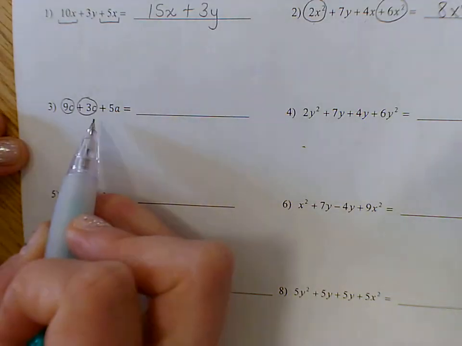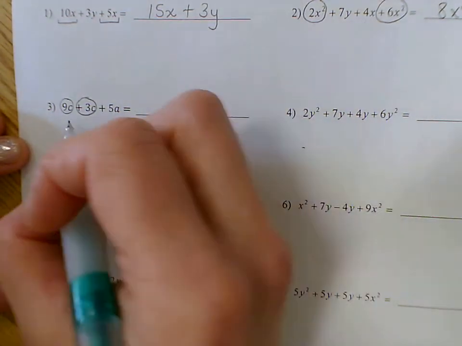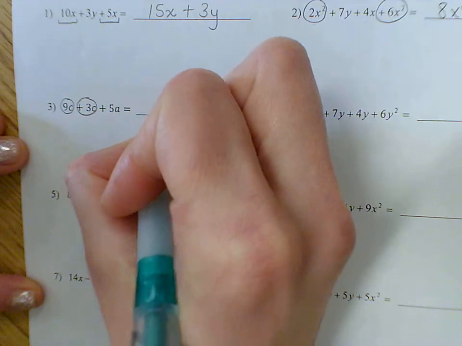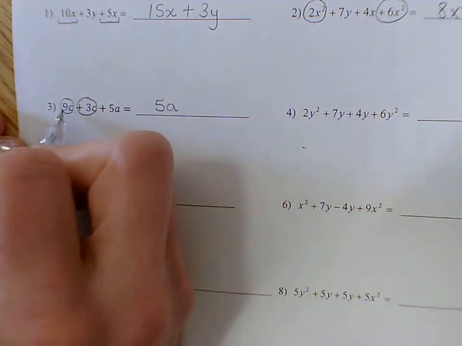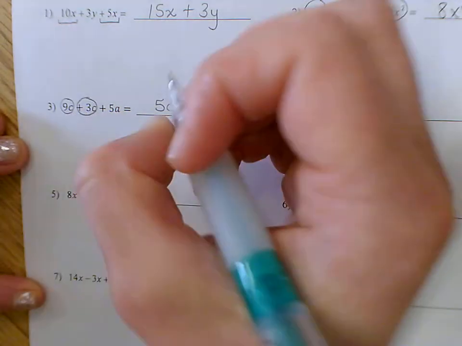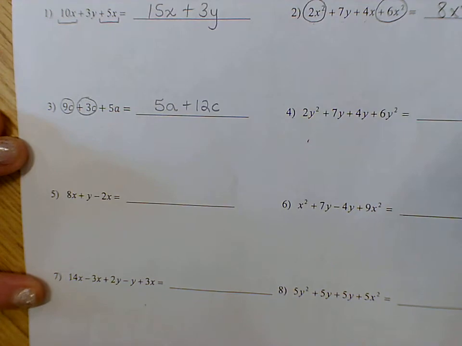And so when I put my answer, notice A comes before C in the alphabet. So 5A is going to go first, and then I combine these. So 9 plus 3 is 12. So that'd be plus 12, and then the last name stays the same.